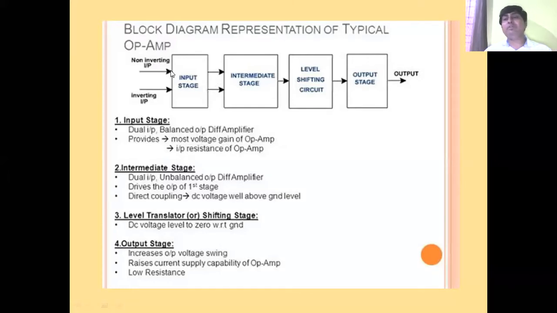As we know, we have four types of differential amplifier. Among the four, if the differential amplifier has two inputs and two outputs, that is called a balanced differential amplifier. That means in the input stage, first we have to use a balanced differential amplifier.